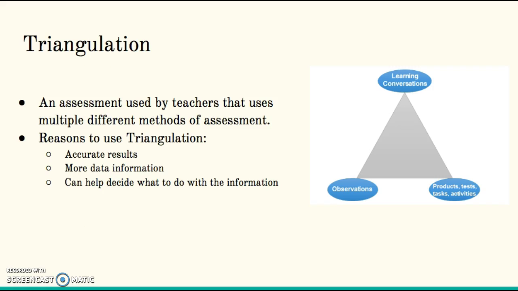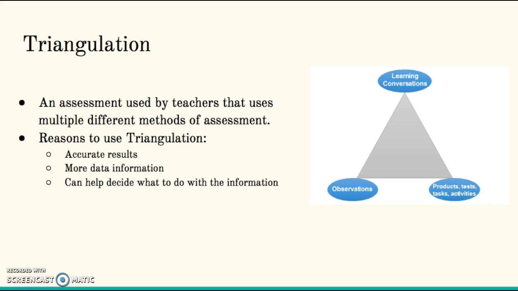Next, we have triangulation. It's an assessment used by teachers that uses multiple different methods of assessment, such as learning conversations, observations, tests, activities, stuff like that. It really gives students and teachers a more complex picture of what needs to be done, what actions need to be taken.